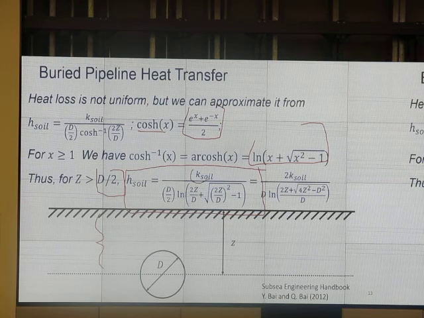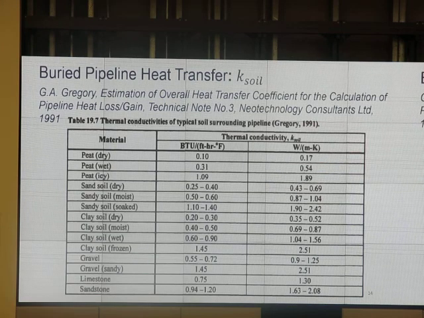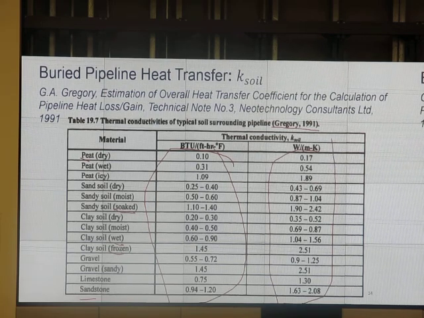What about the thermal conductivity of soil or the earth crust? Where does that come from? I have to open some table. This is from this literature, Gregory 1991. Peat, dry peat, wet, icy, sand soil, sandy soil, moist, soaked, dry, moist, wet, frozen, gravel, sandy, limestone, sandstone. We have the value in BTU, something. Okay. So it can be sand soil, soaked, 2 watt per meter per Kelvin.